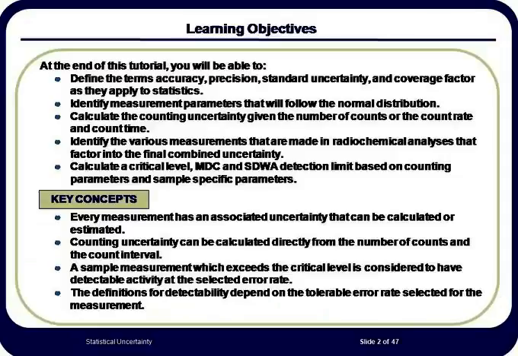The key concepts that will be emphasized in this module are: every measurement has an uncertainty associated with it that can either be calculated or estimated. The uncertainty due to radioactive measurements can be calculated knowing the number of counts and the count interval. The sample critical level is the determining factor for whether a sample has detectable activity, and the determination of detectability is based in part on the tolerable error rate that is selected.